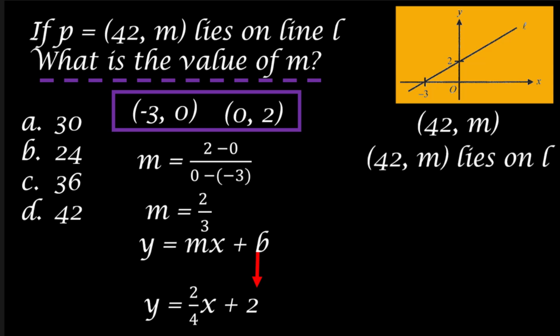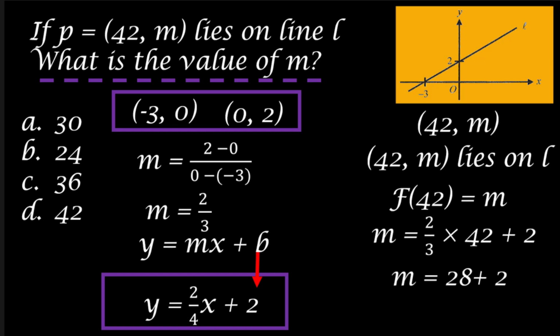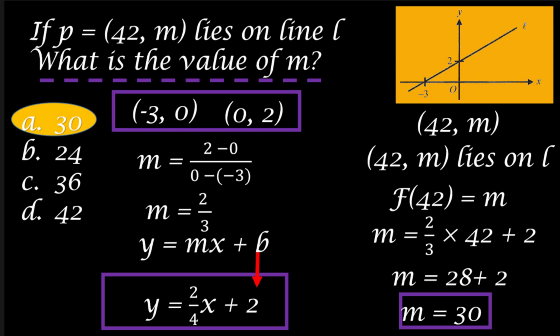Now we have here the point 42 comma m lies on L. So we can find f of 42 equals m. We will substitute in this equation. So y equals 2 over 3 times 42 plus 2. Now m equals, we have 42 divided by 3. We have here 3 is a factor of 42, equals 14. So 2 times 14 equals 28 plus 2 equals 30. So m equals 30, the value of m.